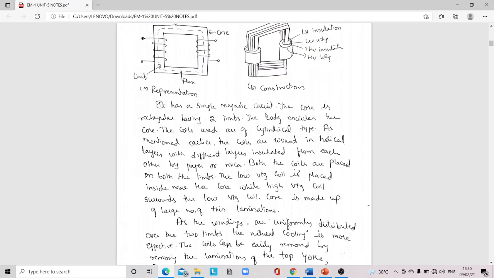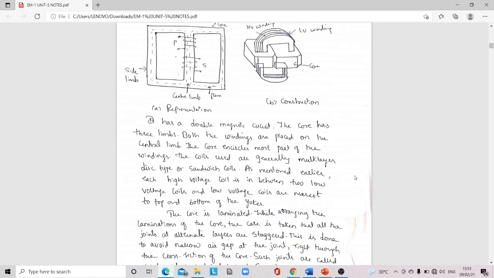The core type transformer we have seen is a single magnetic circuit. The core will be rectangular having two limbs. The winding will encircle the core. Coils used are of cylindrical type, and coils are wound in helical layers with different layers insulated from each other by paper. Both the coils will be placed on both the limbs. The low voltage coil is placed inside near the core, while the high voltage coil surrounds the low voltage coil. The core will be made up of a large number of thin laminations.